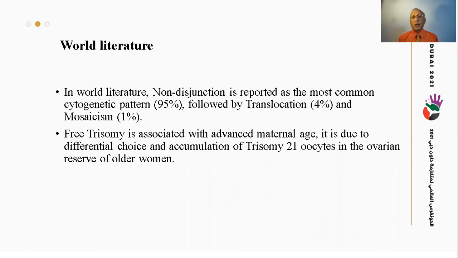In the world literature, non-disjunction is reported as the most common cytogenic pattern. 95% are because of non-disjunction, otherwise known as free trisomy, followed by translocation 4% and mosaicism 1%. Now, free trisomy is associated with advanced maternal age. It is due to differential choice and accumulation of trisomy 21 oocytes in the ovarian reserve of older women. So as the age advances, the accumulation of trisomy 21 oocytes increases. And that is probably the reason why we get non-disjunction in older parents.